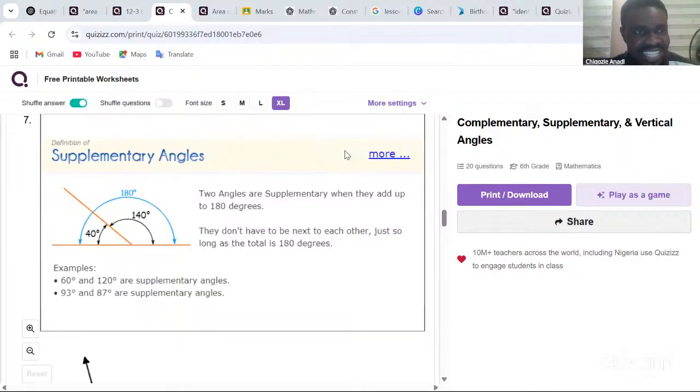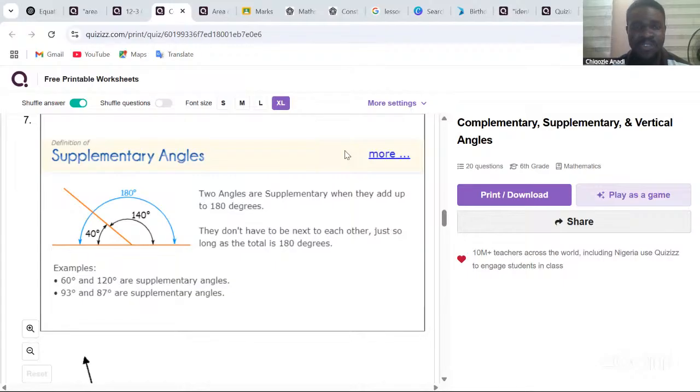Are you seeing this? Supplementary angle. It says here, supplementary angles are angles that add up to give you 180 degrees.